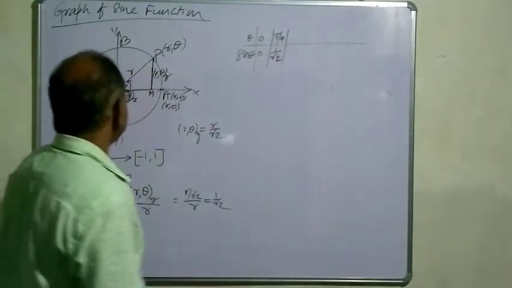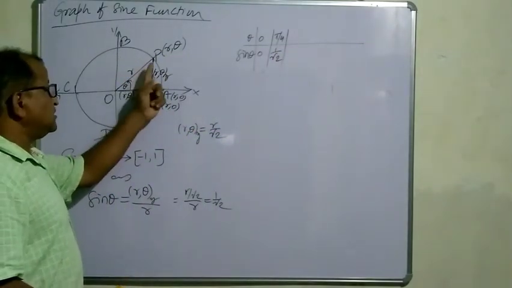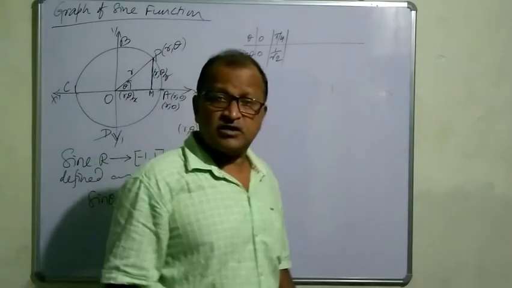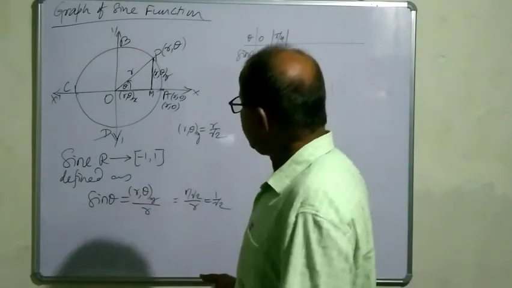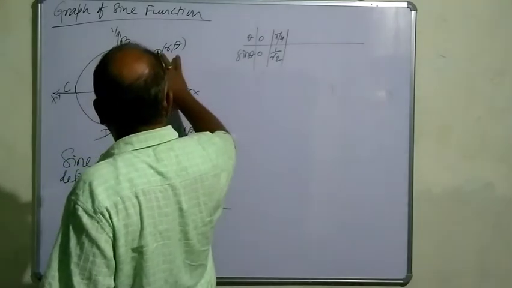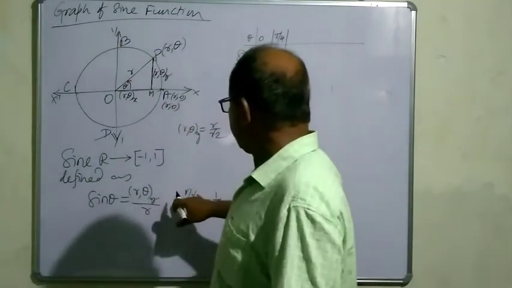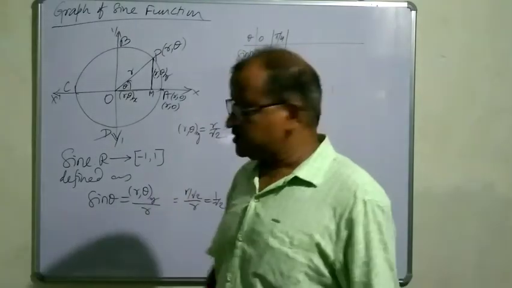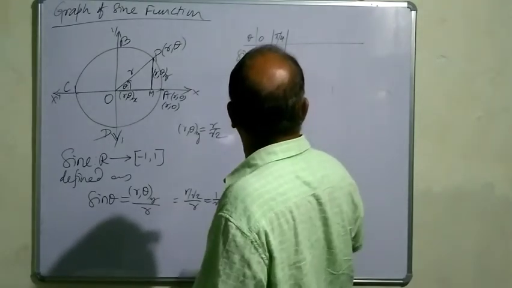Understand? It is an isosceles triangle. This is r. So what will be the length of the other sides of the triangle? It will be r by root 2. So sin theta will be r by root 2 by r, that is 1 by root 2. This is the value of sin theta when theta is pi by 4.